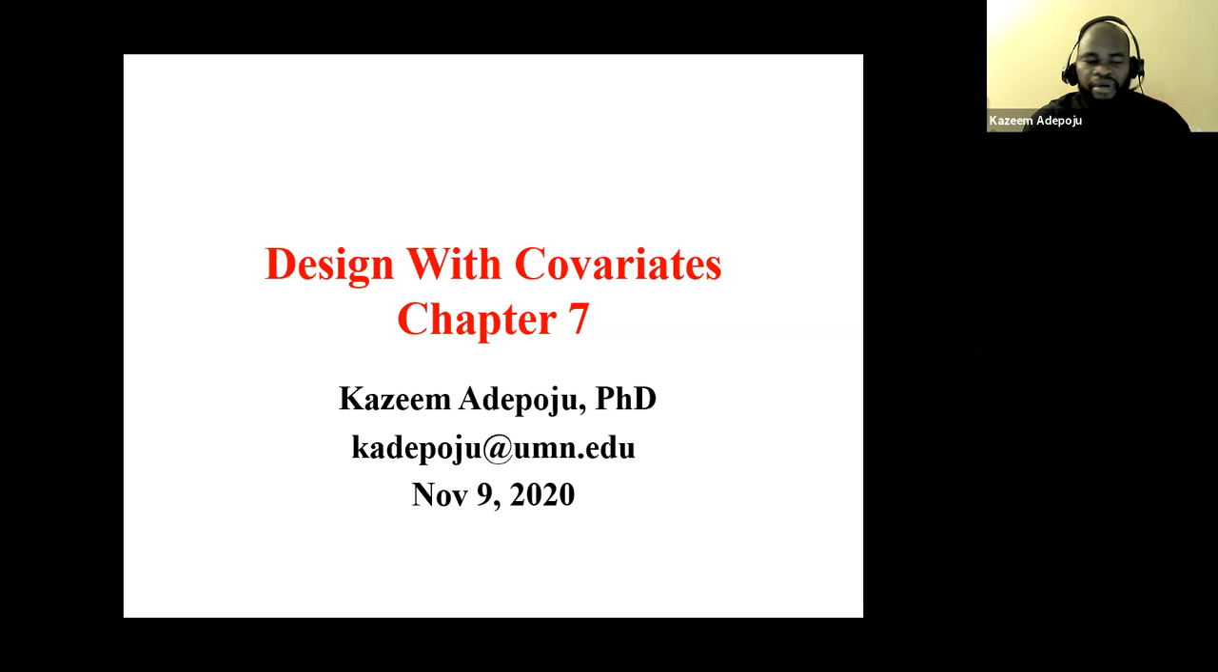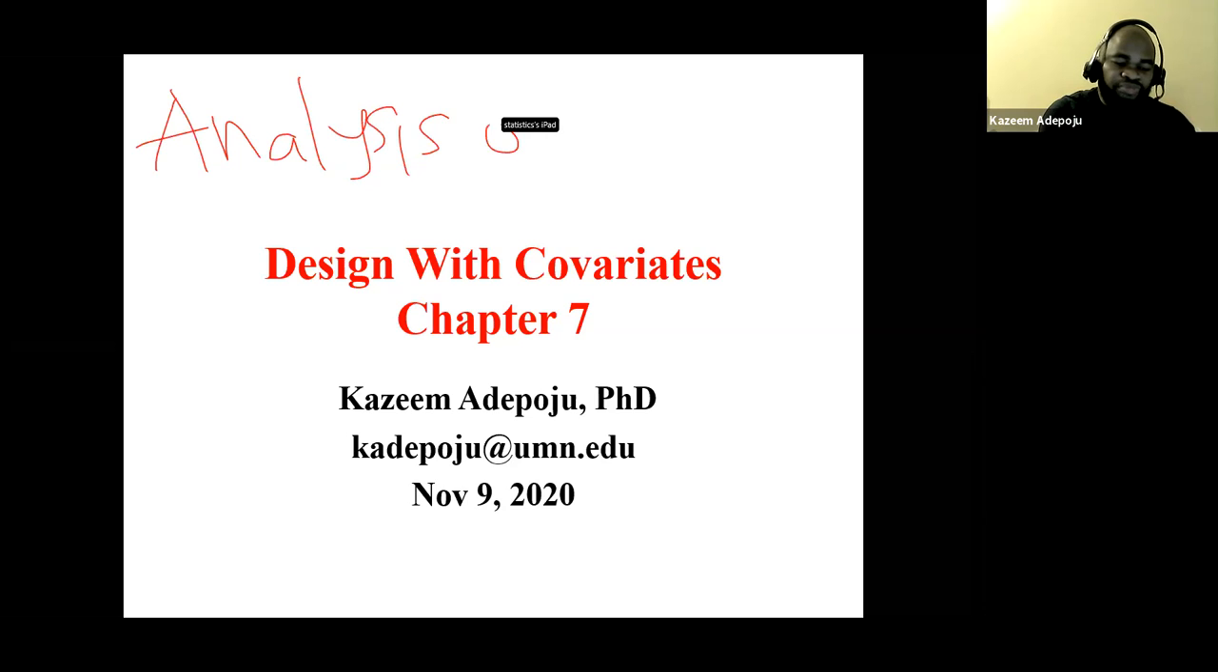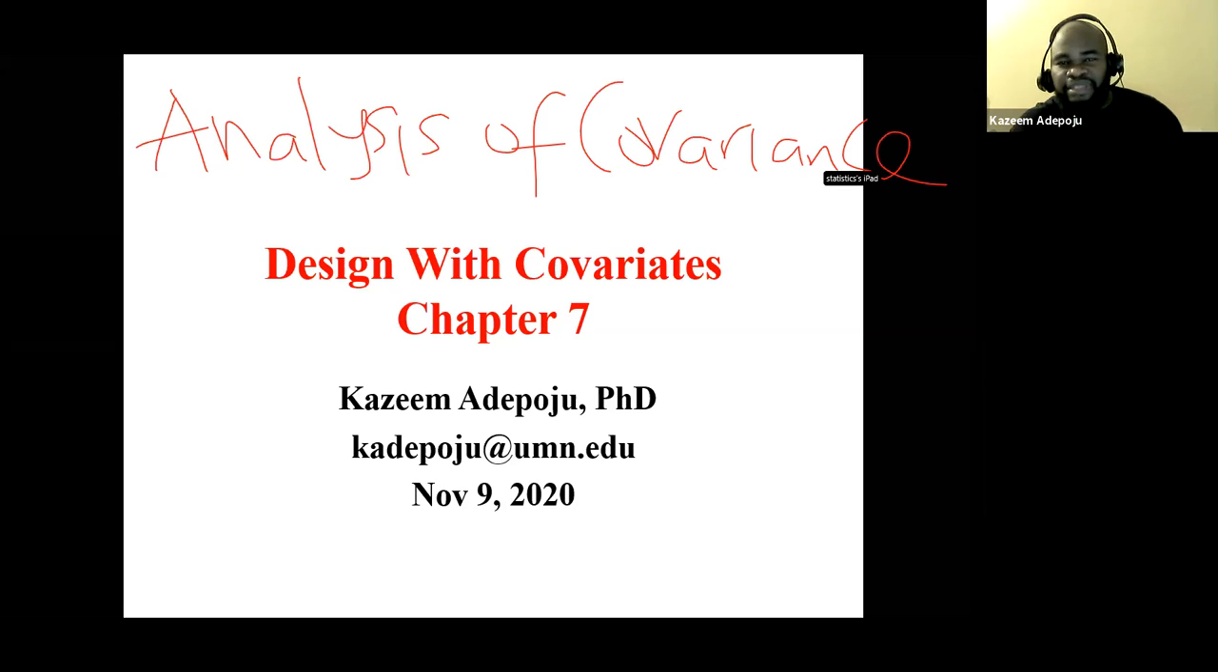Today, I'm going to be walking you through another exciting topic in statistics that we call design with covariates. This can be found in chapter 7 of the recommended textbook. Another name for design with covariates is analysis of covariance.